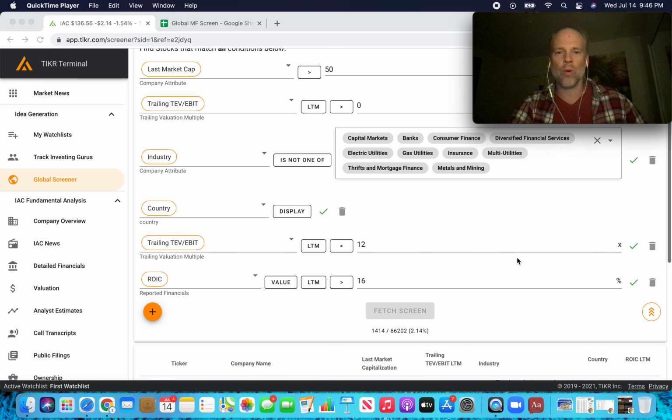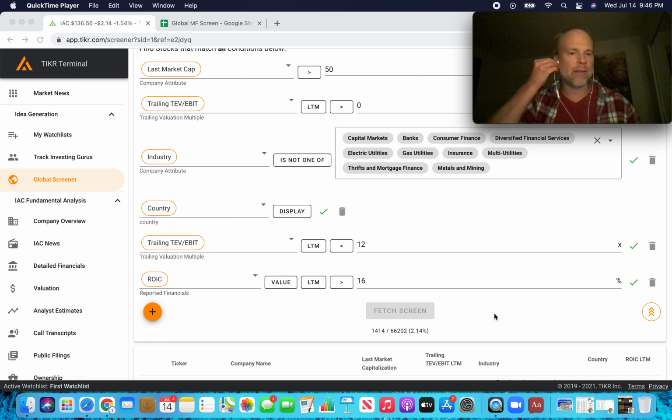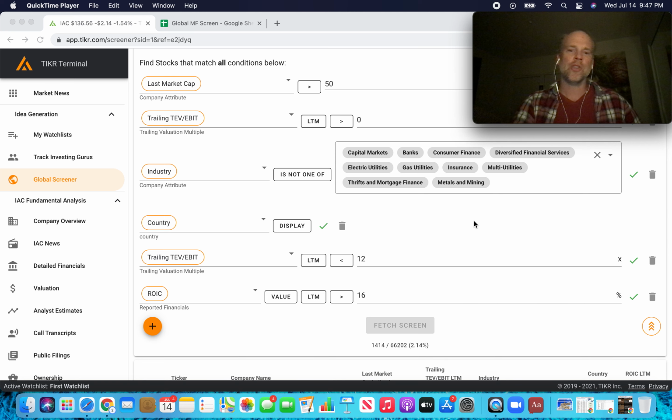First of all, there are over 66,000 stocks that are accessible through TIKR Terminal. And what I found is if I have more than 1,500 results, I can't copy and paste the results into a separate spreadsheet. I can only look at 1,500. So I made these settings so that I would get just shy of 1,500 results. That's a nuance here. So anyway, you've got this acquirer's multiple between 0 and 12.